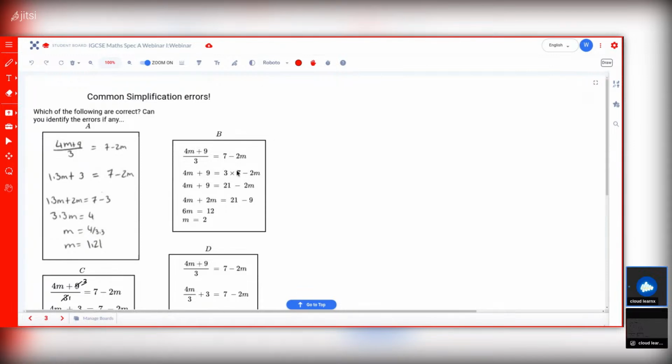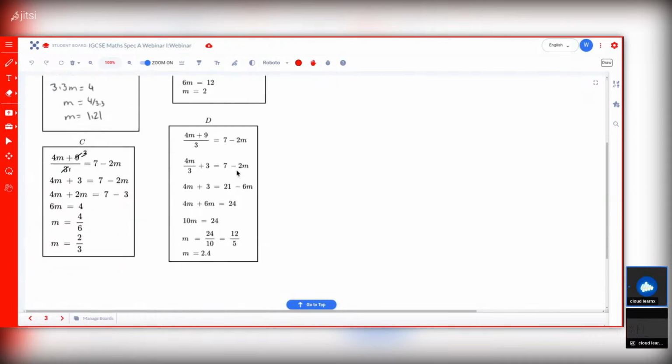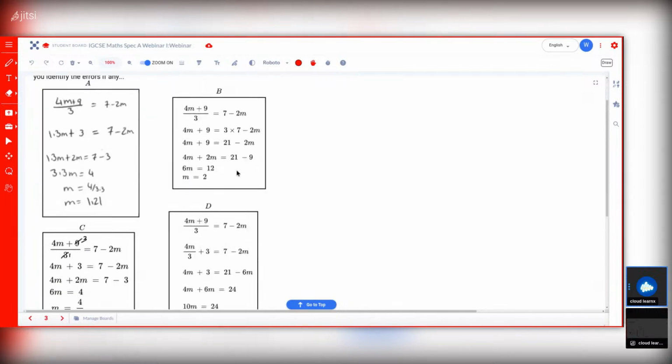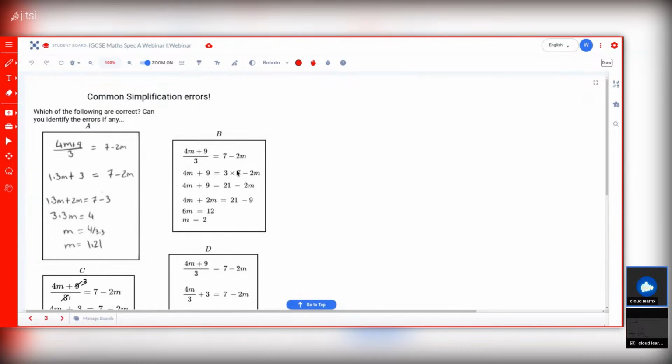All right, so again, simplifying algebraic fractions, one of the areas where students tend to struggle, especially algebraic simplification. Here are 4 options, A, B, C, and D. Could you identify the error? So A, one of the things the student has done is correctly understand that they have to divide both the terms in the numerator.